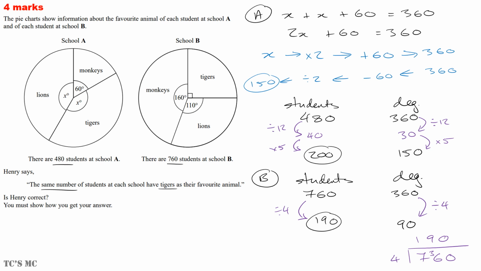I need to justify whether Henry is correct or incorrect. So I will write 200 is not the same as 190, so he is wrong. And now we have our 4th mark.